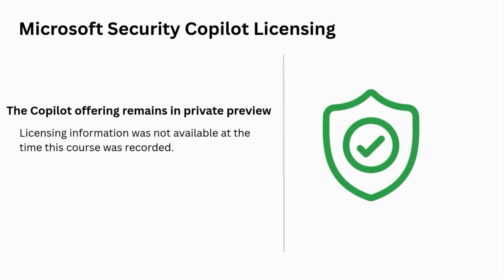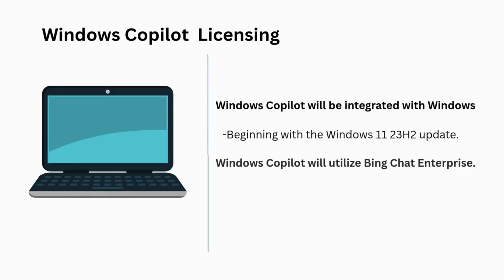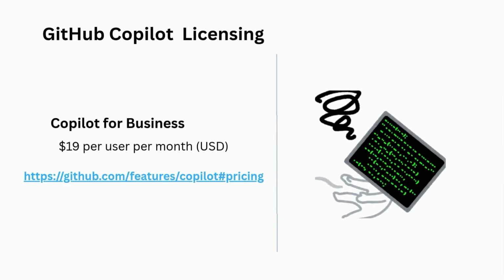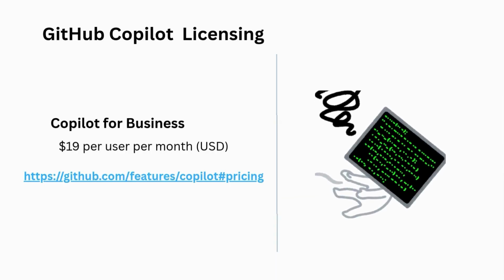5. Security Copilot licensing. Still in private preview. Licensing details not available at the time of recording. 6. Windows Copilot licensing. Included with Windows, starting from the Windows 11 23H2 update in Fall 2023. If your organization uses Bing Chat Enterprise, Windows Copilot will integrate with it. 7. GitHub Copilot licensing. Copilot for Business: $19 per user per month. More info available on the GitHub pricing page, link in slides.